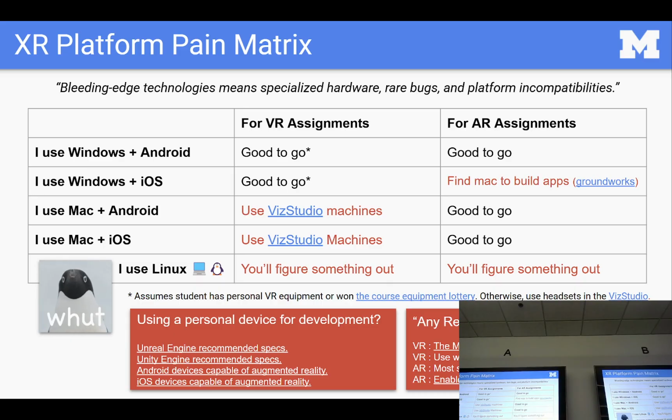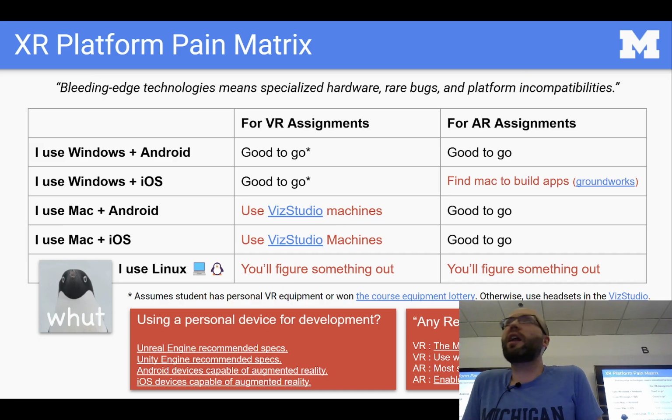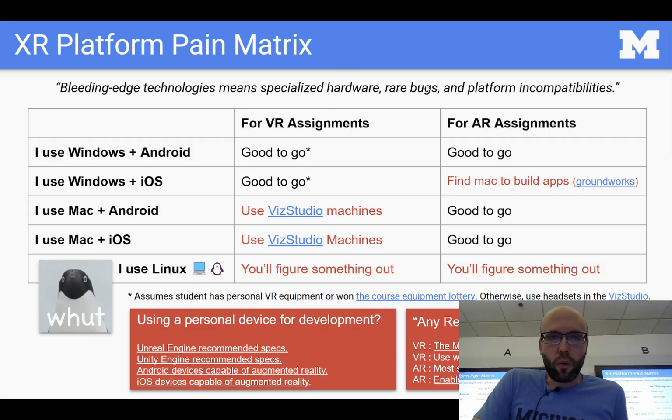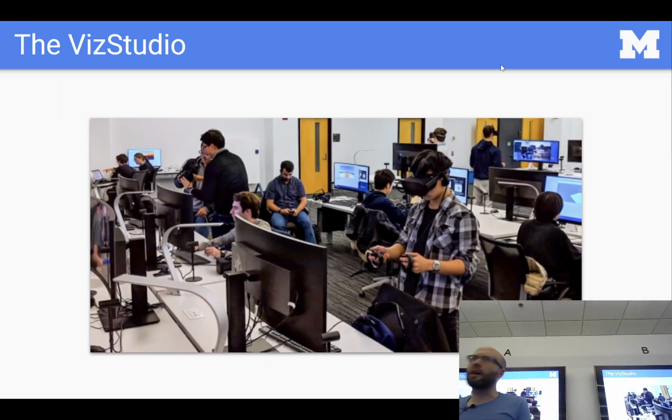Same thing with a Mac plus iOS. You're really good for the AR assignments. It's going to be super easy for you, but for the VR stuff, you're going to have to use these machines. Not the end of the world. These machines are really nice. Okay, if you are a Linux user, then you are used to pain and punishment. You're going to figure it out, and I don't have to help you at all. You'll figure it out. But this is the kind of stuff you run into.